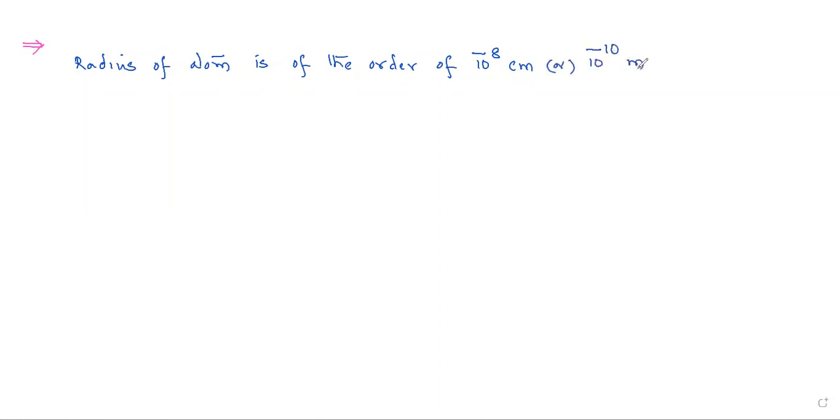You know, the radius of atom is of the order of 10 power minus 8 centimeters. I mean, this is nothing but something multiplied by 10 power minus 8 centimeters, or the same thing can be written as 10 power minus 10 meters, because 1 centimeter is equal to 10 power minus 2 meters. Now, radius of nucleus is of the order of 10 power minus 13 centimeters or 10 power minus 15 meters.